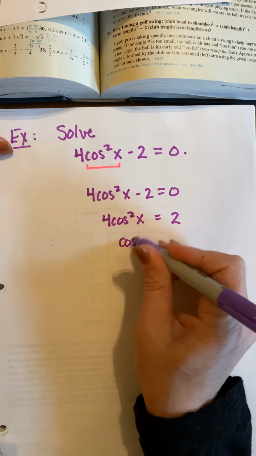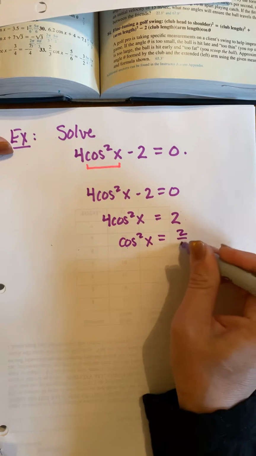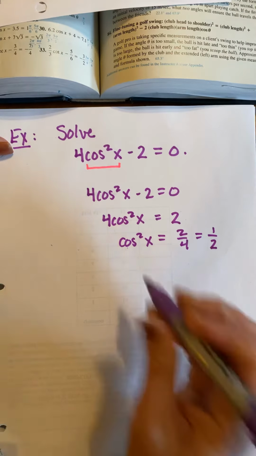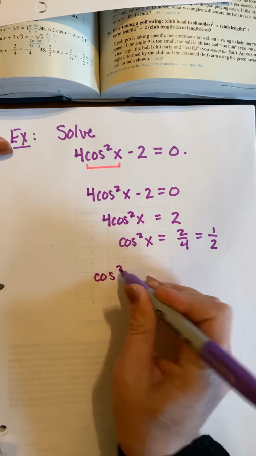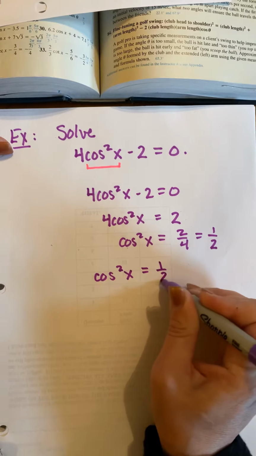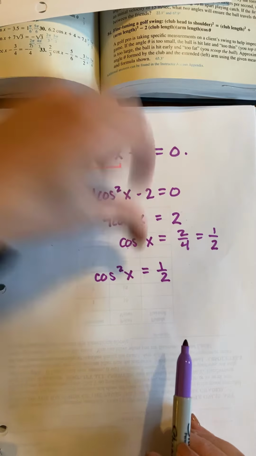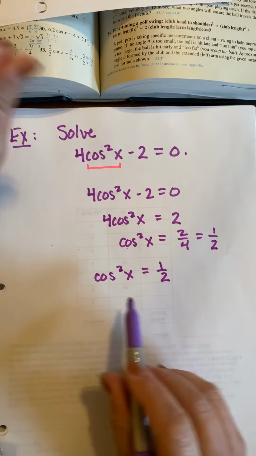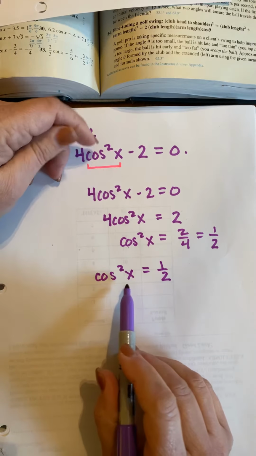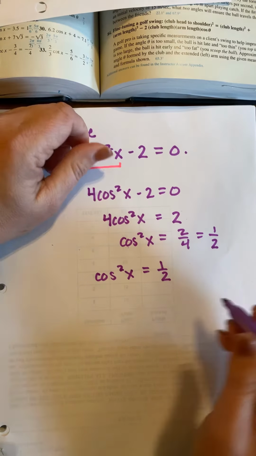We get cosine squared of x equals 2 over 4, which is 1/2. So really what this comes down to is solving cosine squared equals 1/2. We have to be careful here because it's not cosine equals 1/2, it's cosine squared equals 1/2. So to get the cosine by itself, we have to use the square root property.